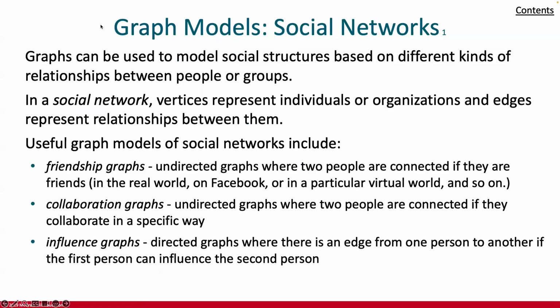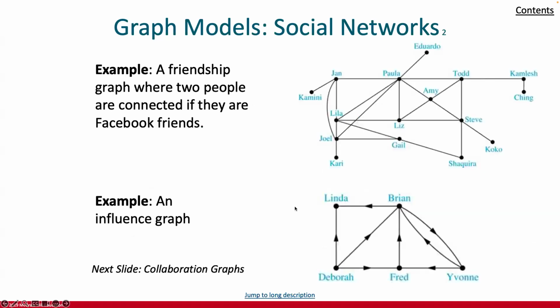Okay, social networks. Graphs can be used to model social networks based on different kinds of relation between people or groups. So if you've been on social networking applications, this may be something that you're familiar with. In a social network, vertices represent individuals or organizations, and edges represent the relationship between them. Useful graph models of social networks include friendship graphs, collaboration graphs, and influence graphs. And so all are possible things that we can be using.